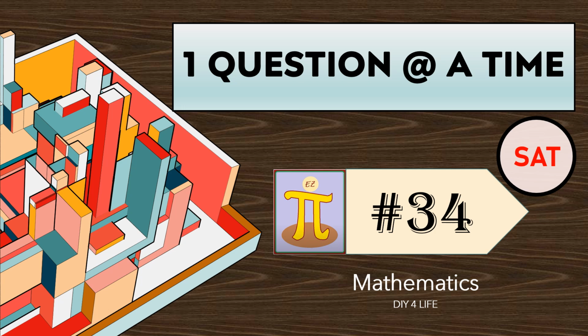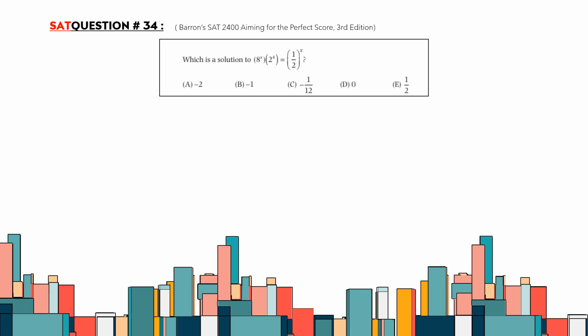Question number 34. Which is a solution to 8 to the power of x multiplied by 2 to the power of 4 equal 1/2 to the power of x?